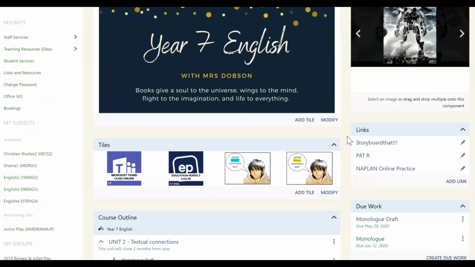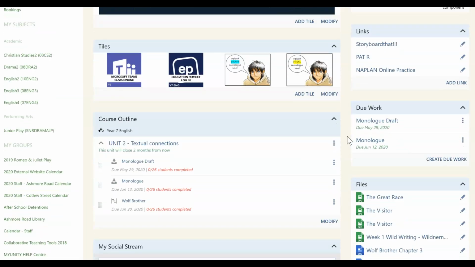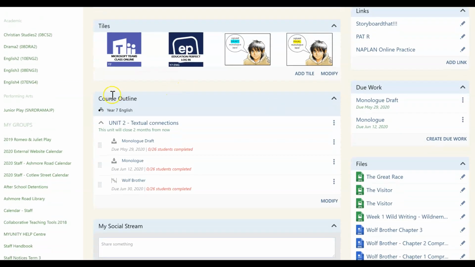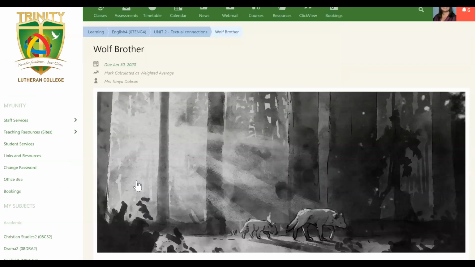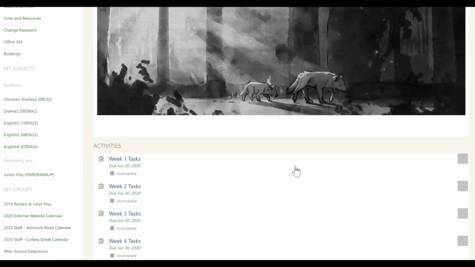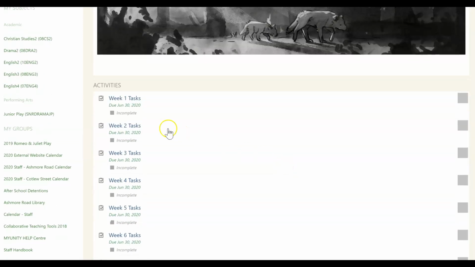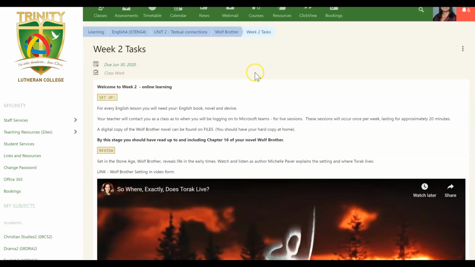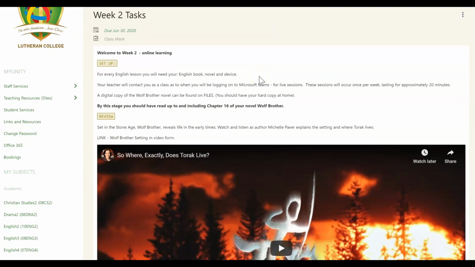This week you'll need to scroll down to the course outline, which is where you find your weekly tasks, right here. When you get to course outline, go down to Wolf Brother. This will then take us to the activities for week 2. You'll see a black and white picture of the wolves from the novel. Then you head down to weekly tasks. You'll click on Week 2 Tasks. This week, you'll need to make sure you've got your English book, your novel, and your device.